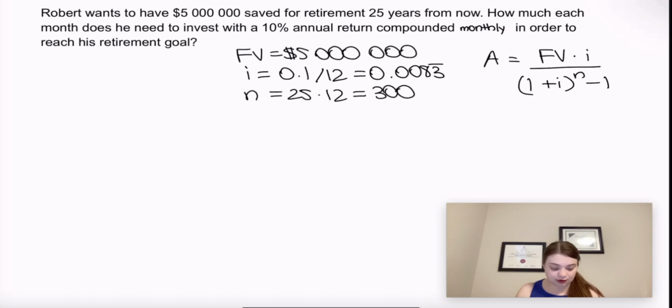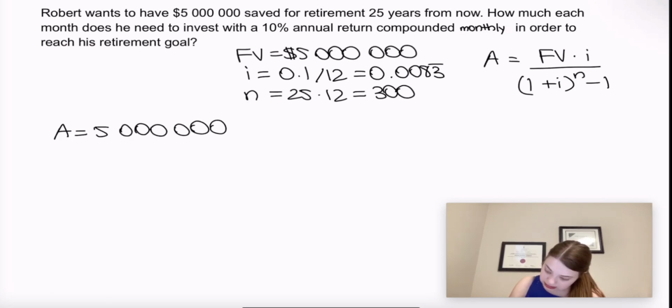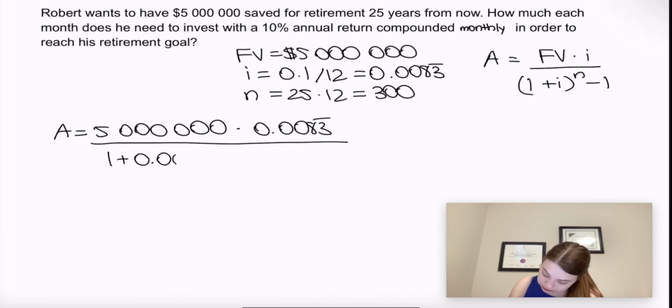All right, so next we're going to plug all of these numbers into this equation. So A is equal to 5 million times 0.0083 repeating over 1 plus 0.0083 repeating to the power of 300 minus 1.